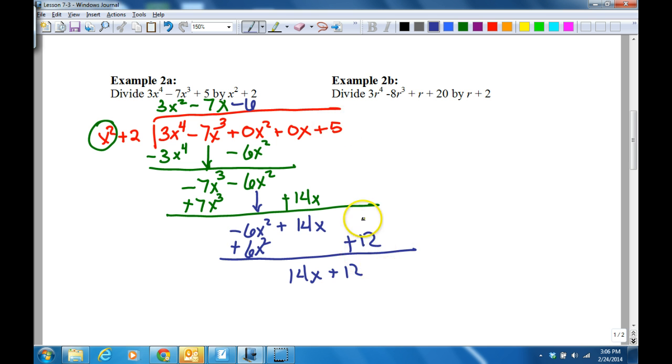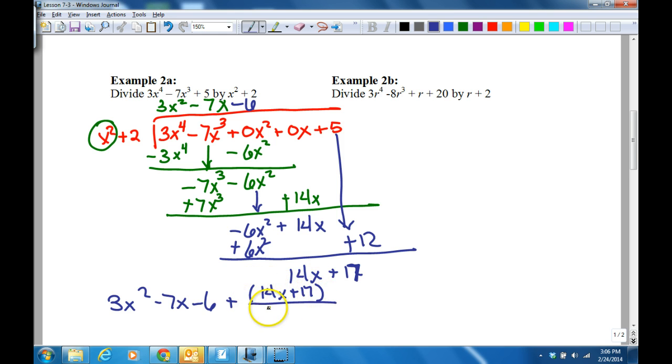Oh, yeah. I'm supposed to add that. That should be 17. Yep. We have to bring this down. Okay, so the answer to this, ladies and gentlemen, is 3x squared minus 7x minus 6 plus, and then you're going to put this 14x plus 17 divided by x squared plus 2. That's your remainder. Okay, so this is your answer for this.